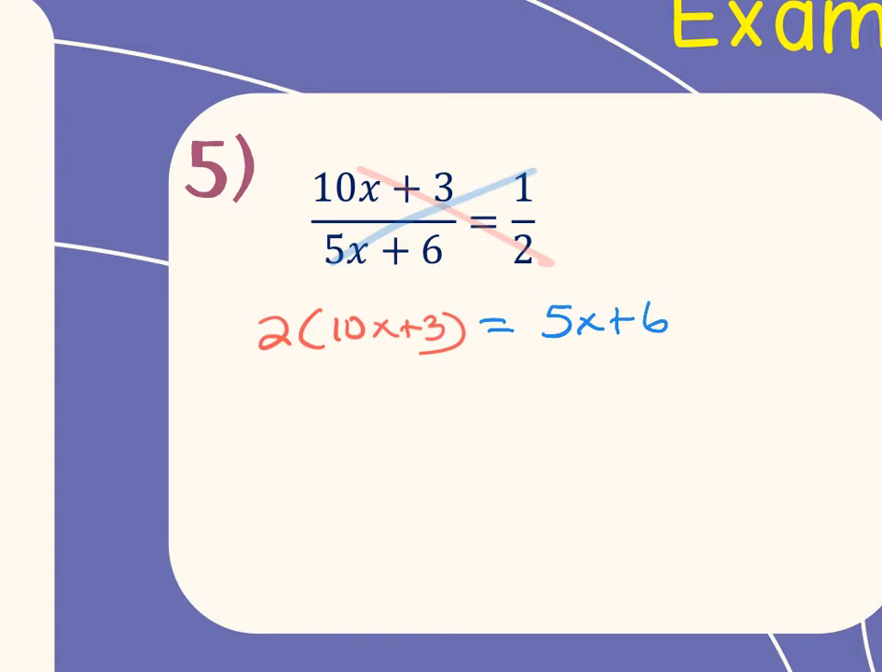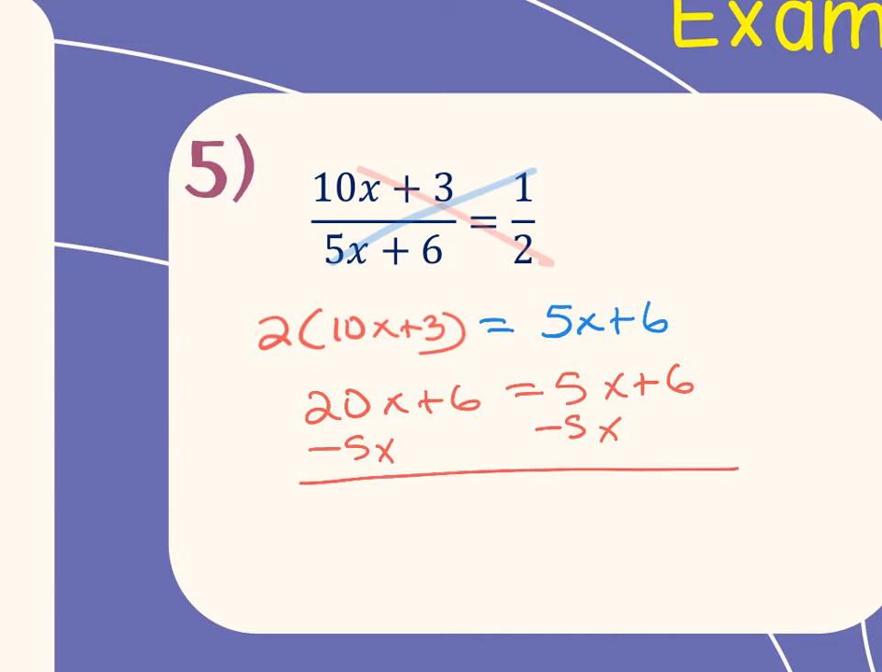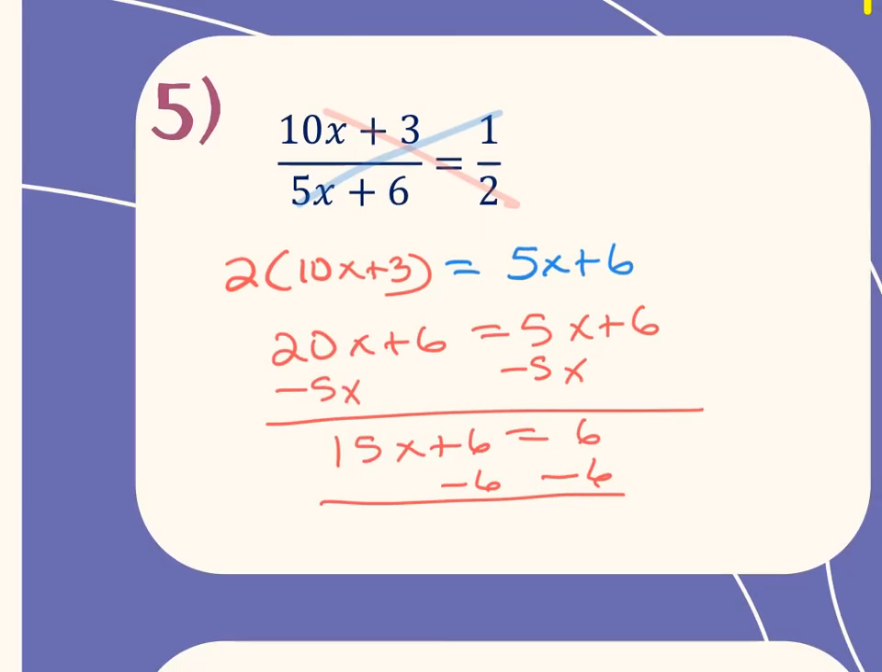Distribute, and I get 20x plus 6 equals 5x plus 6. Move the 5. 15x plus 6 equals 6. Move the 6. 15x equals 0. 15, divide both sides by 15. 0 divided by anything is 0.